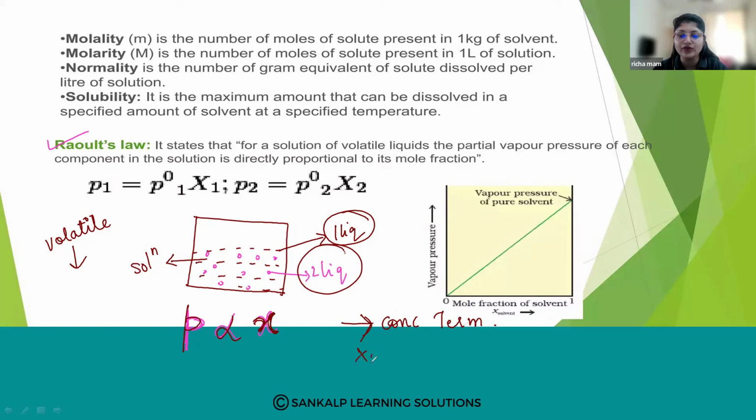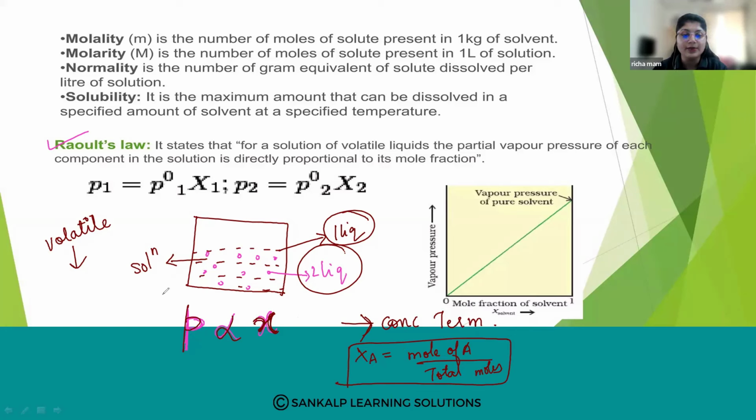The mole fraction of a particular component can be calculated. If I want to calculate the mole fraction chi A of component A, it will be the number of moles of A upon the total number of moles. Because of that we are taking the mole fraction, because we can calculate the number of moles of each component.